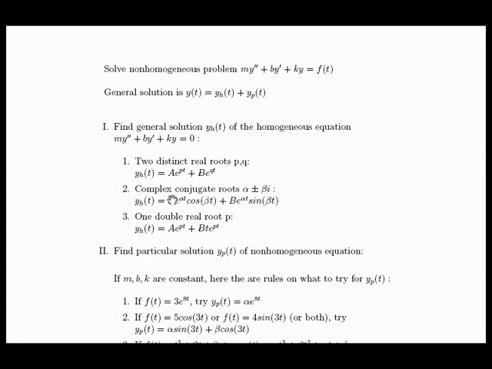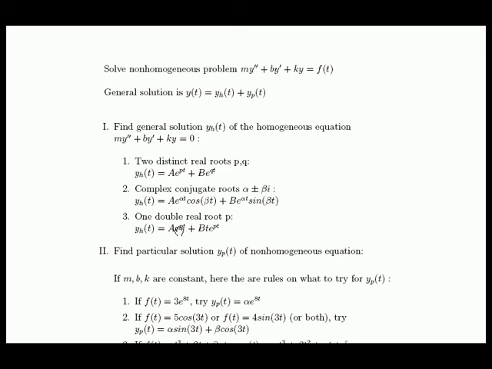Then if the discriminant is negative, you've got two complex conjugate roots of the form alpha plus or minus beta i, and then we found that the homogeneous solution has the form a e to the alpha t cosine beta t plus b e to the alpha t sine beta t. So your two solutions now are e to the real part t cosine of the imaginary part, and e to the real part t sine of the imaginary part.